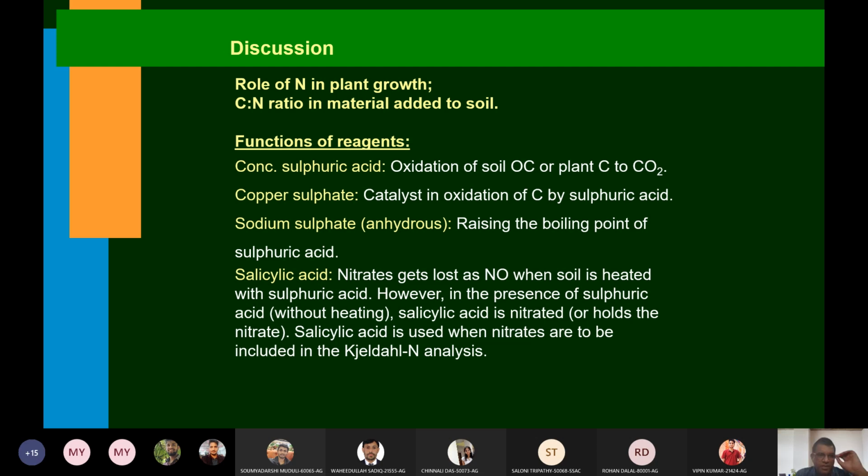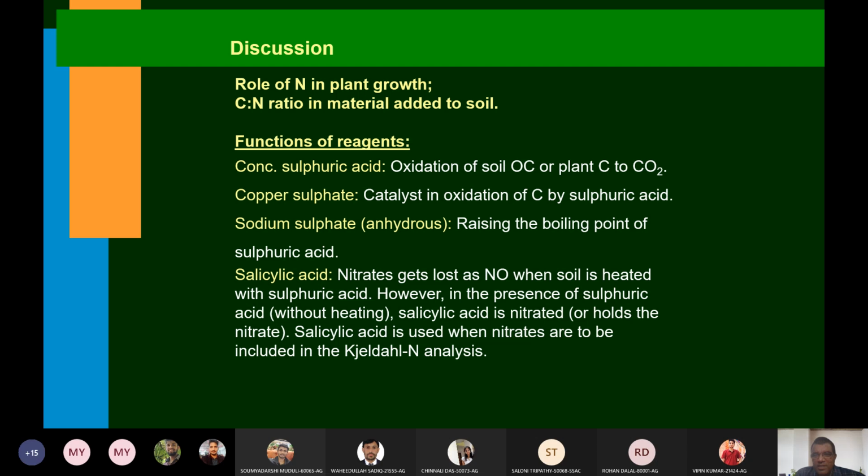Now, functions of reagents. Concentrated sulfuric acid was used to decompose the organic matter or oxidize the organic carbon. Copper sulfate was a catalyst in oxidation of carbon by sulfuric acid. It acted just as a catalyst. Catalyst means it was necessary in that reaction, but it remained unchanged. It promoted the reaction, but was not directly involved in the reaction. Sodium sulfate raises the boiling point of sulfuric acid, so it is used to save heat.